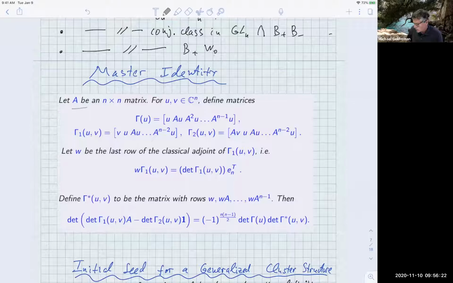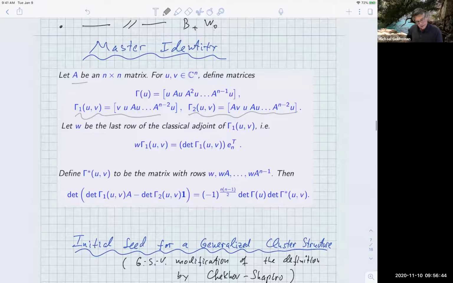We build from this matrix what's called a cyclic matrix generated by A and vector U. What's important is that it is still polynomial in terms of entries of A. And then we also build these almost cyclic matrices, again polynomial in terms of A. And we'll have to consider the classical adjoint of one of these matrices. Again, polynomiality is important. And the identity is the following.